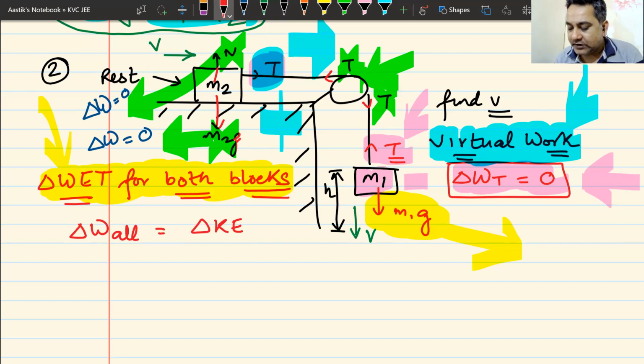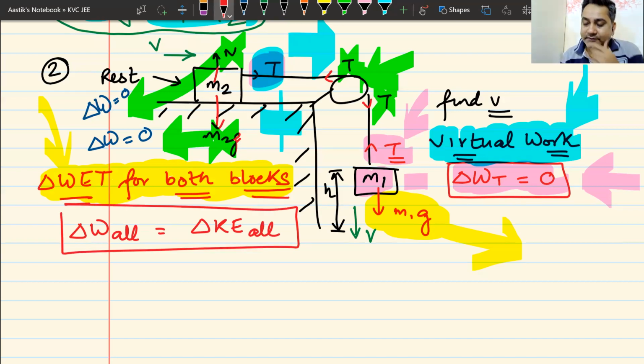Now, how do I write the work energy theorem for both the blocks together? Nothing changes. Now, instead of forces on one block, I'll have to find out forces on all the blocks, and I'll have to find out the work done by those forces on all the blocks, not a single one. If there are two, I have to find out all the forces on two blocks and find their work done. If there are three, then for three. If there are four, then for four. So basically, now the equation becomes, I can write it like this: work done by all forces on all blocks is equal to change in kinetic energy of all blocks.